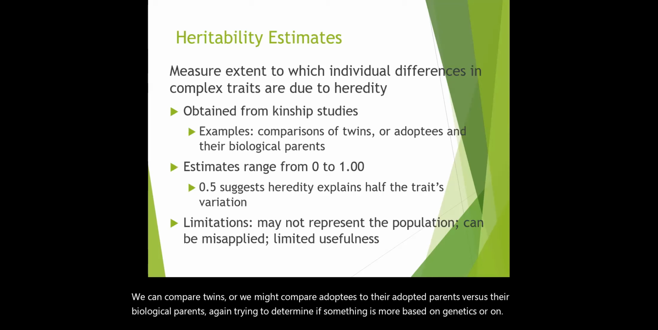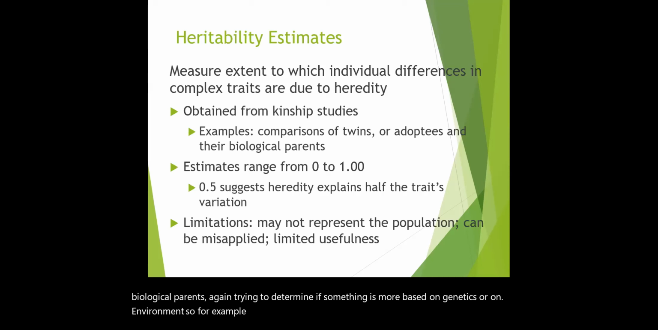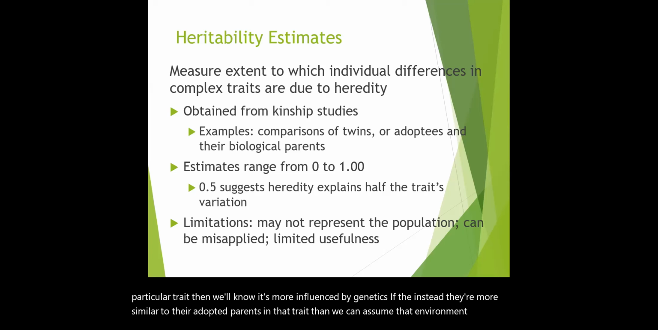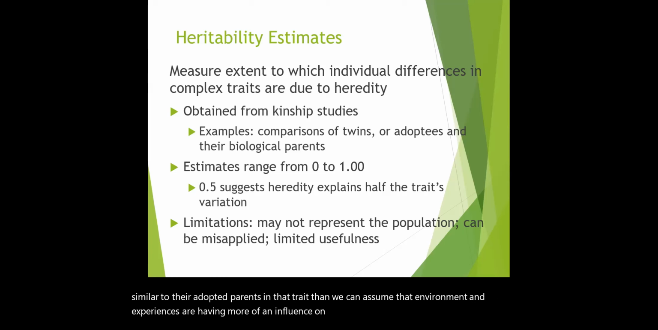So for example, if an adopted child is more similar to their biological parents on a particular trait, then we'll know it's more influenced by genetics. If instead they're more similar to their adopted parents in that trait, then we can assume that environment and experiences are having more of an influence on that trait.